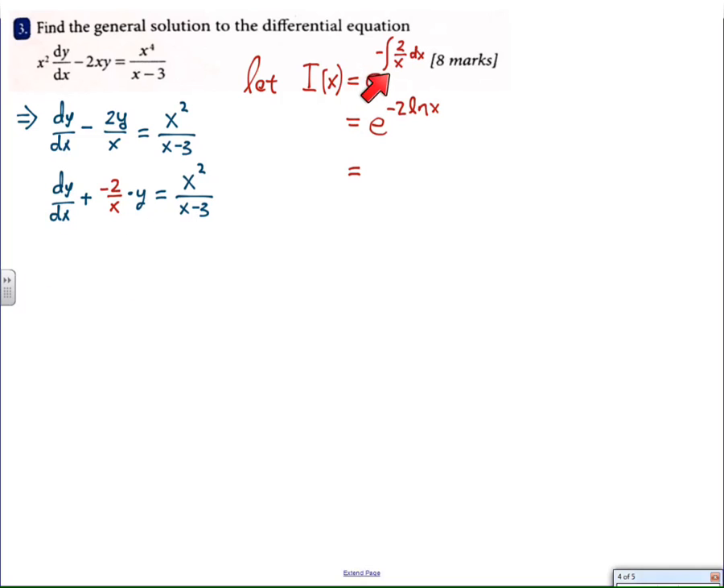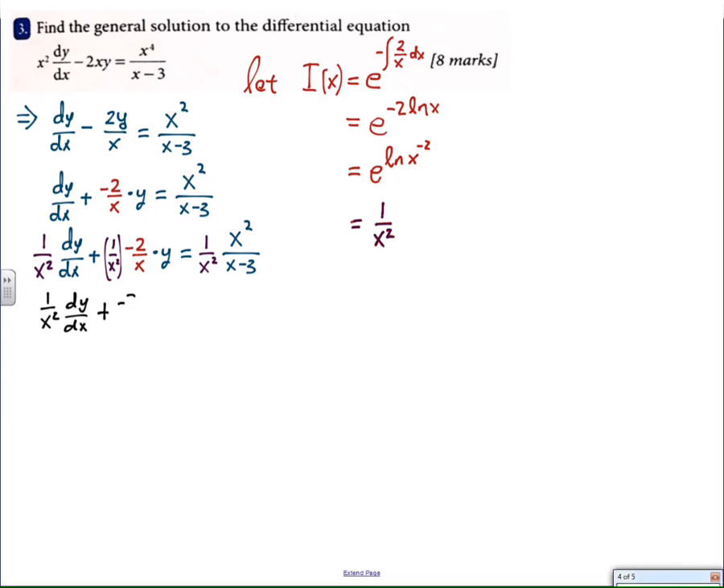In this case, it's nicely designed because when I integrate -2 over x, I get negative 2 times the natural log of x, which is equal to e to the natural log of x to the negative 2, which is x to the negative 2, or just 1 over x squared. In other words, if I multiply both sides of this equation by 1 over x squared, then I will be able to integrate both sides, and you'll see why momentarily. So multiplying all three terms by 1 over x squared generates 2 over x cubed times y and 1 over x minus 3.